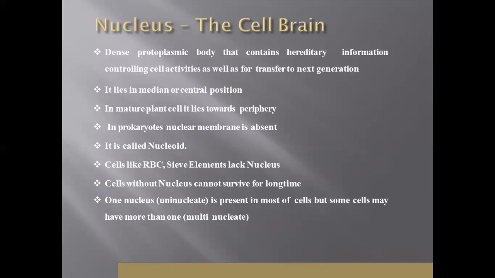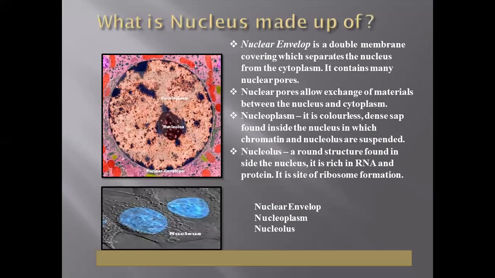And the shelf life of RBC is around 120 days. After 120 days, the RBC itself dies, right? And the new RBCs are synthesized in the bone marrow. One nucleus is present in most of the cells, but some cells may have more than one nucleus. This also we will learn in the chapter on tissues, that there are cells that have more than one nucleus, and such cells are known as multinucleate.